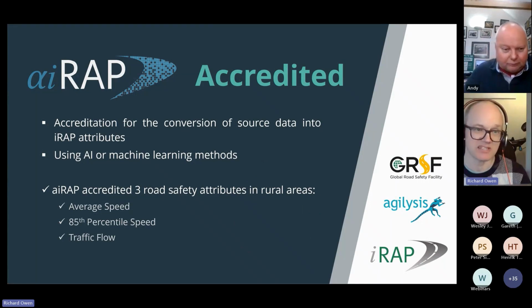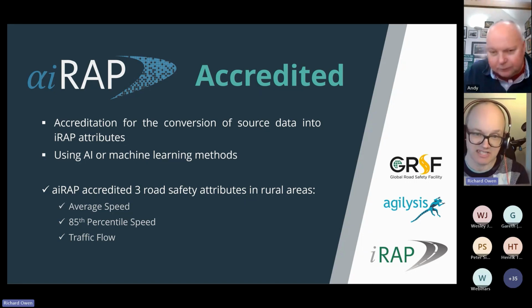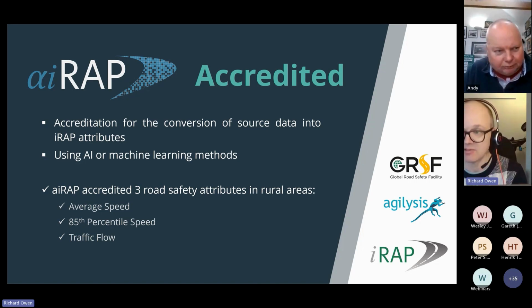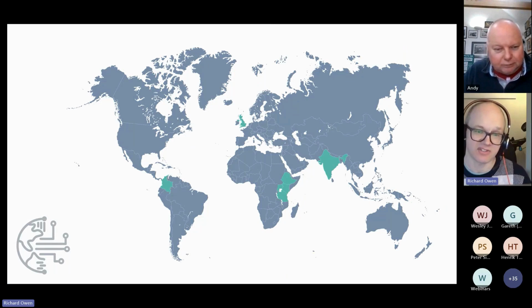At the end of it, we managed to achieve iRAP accreditation. So that comes from iRAP. We are one of only 2 people in the world that have got that accreditation to look at average speed, 85th percentile speed and traffic flow across anywhere in the world. Obviously, we're focusing more on countries where there isn't that telematics data available. And these are the kind of countries that we work in at the moment.